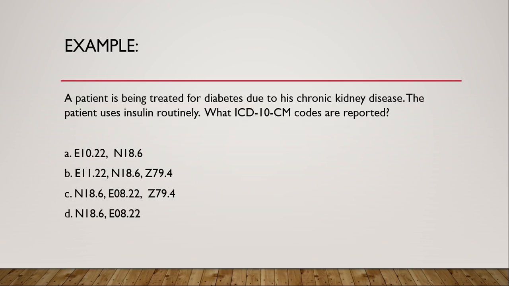So I have an example here. A patient is treated for diabetes due to his chronic kidney disease. The patient uses insulin routinely. What ICD-10-CM codes are reported? Based on this example and the guideline, please comment down below your answer, and then I will definitely send you the rationale and the correct answer.